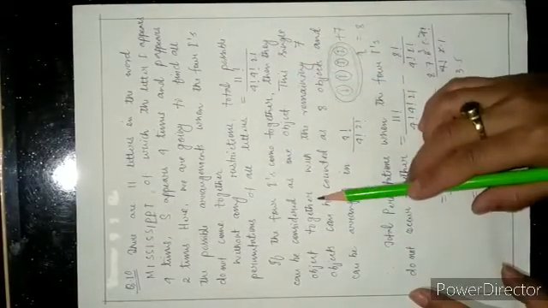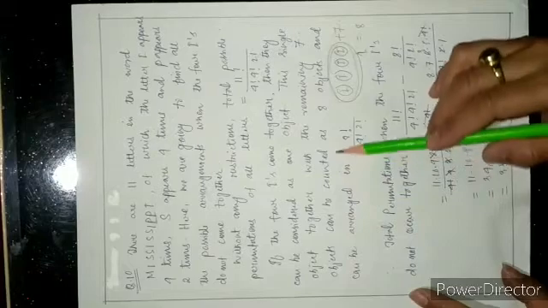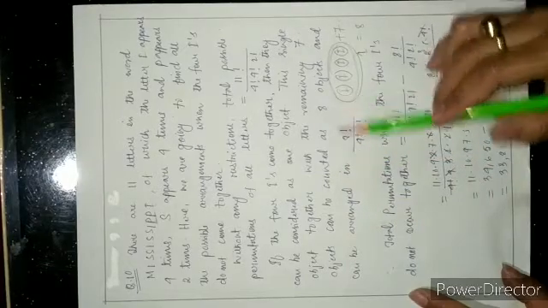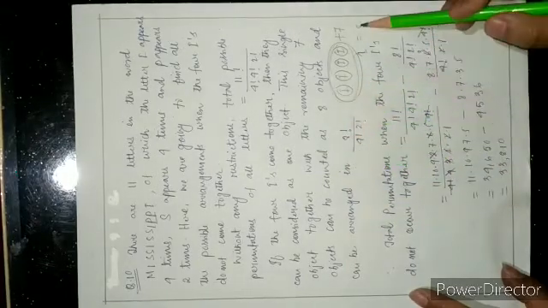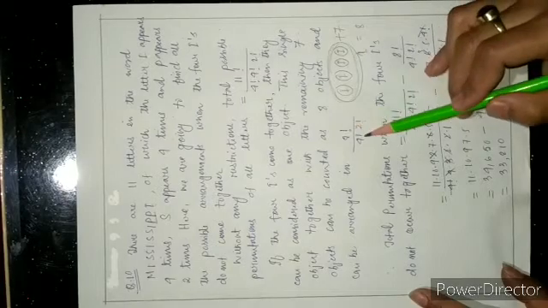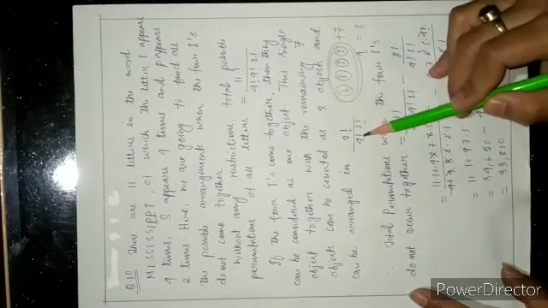This single object together with the remaining 7 objects can be counted as 8 objects and can be arranged in 8 factorial divided by 4 factorial and 2 factorial ways.